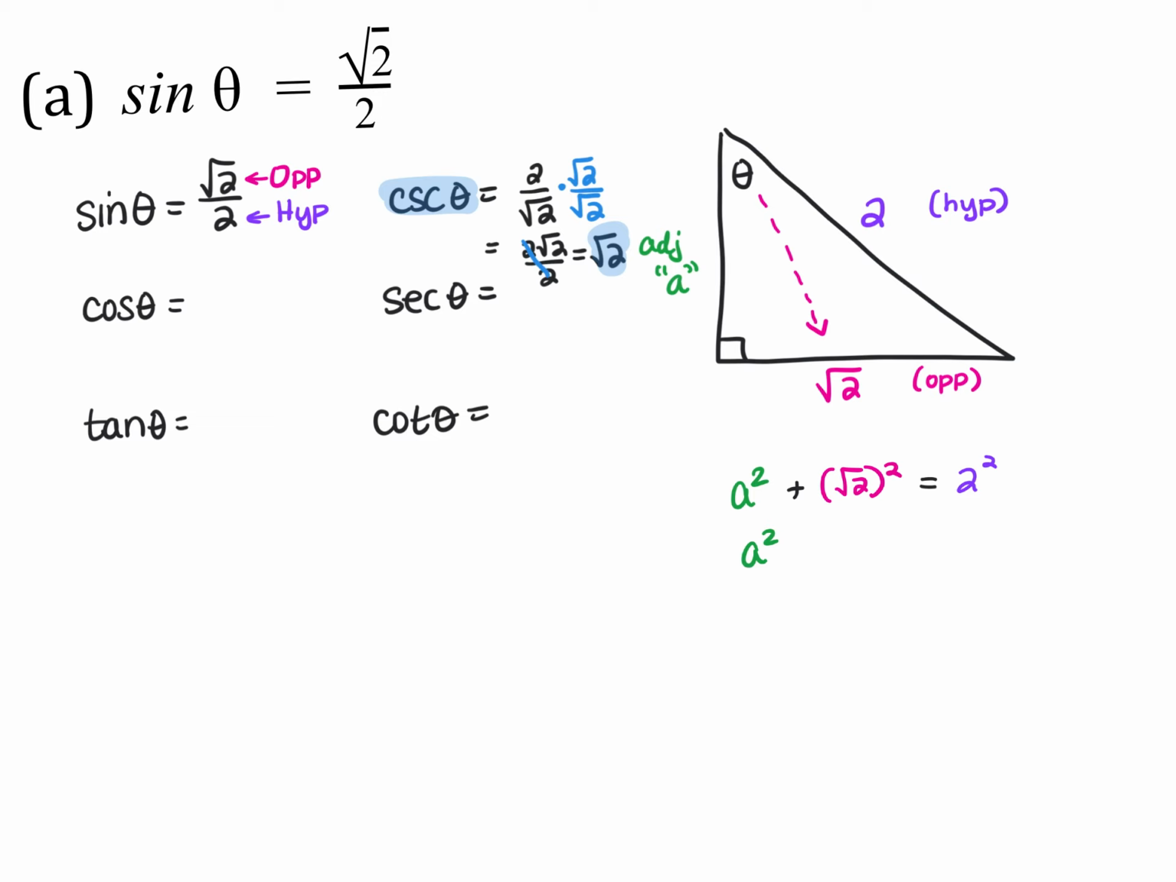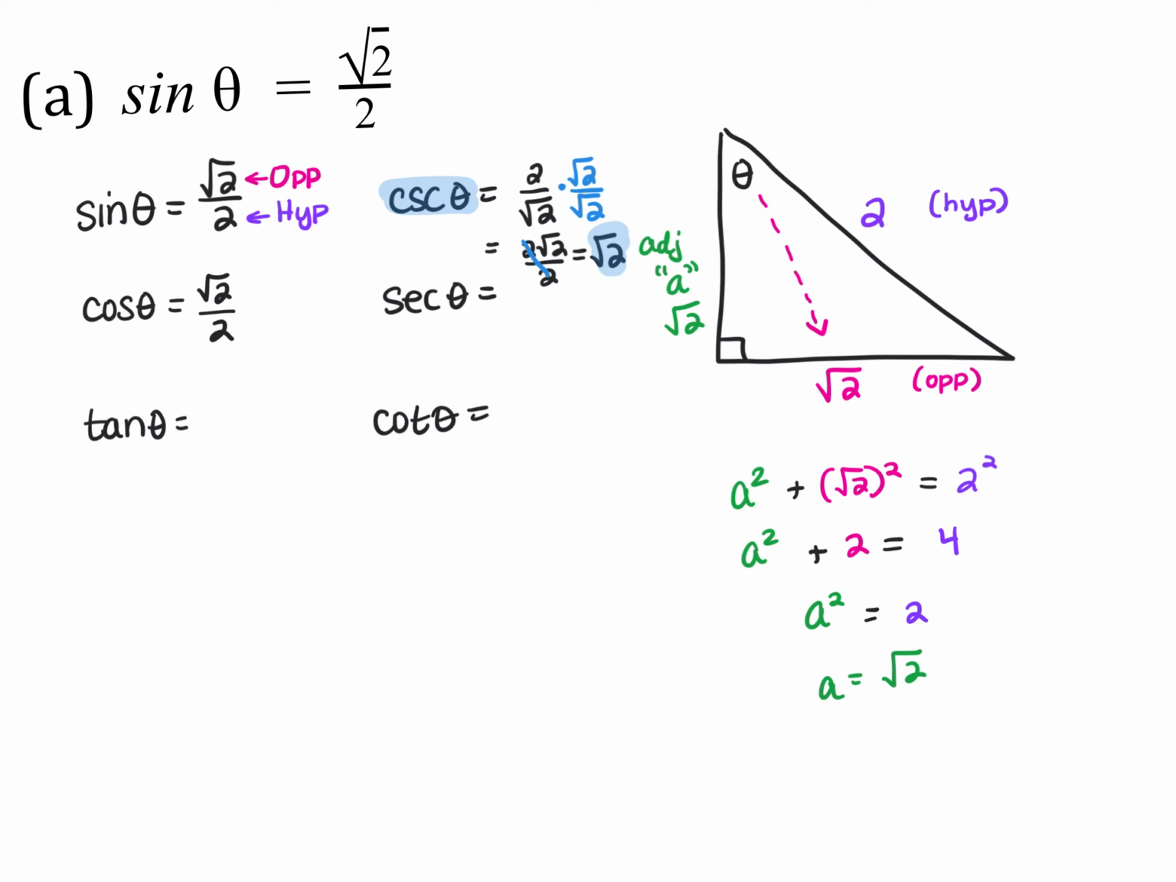So I have A squared plus radical 2 squared, which is just 2, equals 4. Okay, and then I subtract 2 from both sides, so I get A squared equals 2. And then when I take the square root of both sides, I get A equals the square root of 2. So now I know my adjacent side. Okay, now at this point, I can go ahead and find all of the missing pieces here. So cosine, I know, is going to be the adjacent side, which is radical 2, over the hypotenuse, which is 2. So I just found cosine.